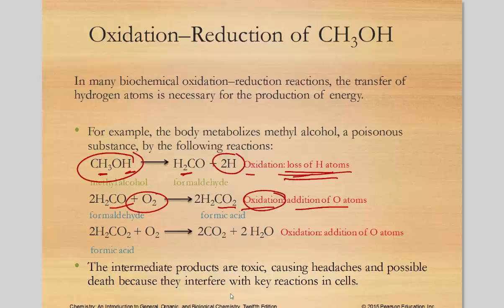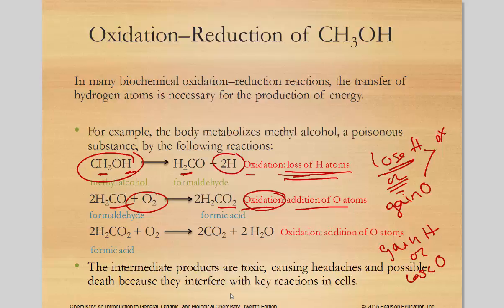So the rule of thumb is if you lose hydrogens or gain oxygens, you don't necessarily have to have both, that's going to be oxidized. If you gain hydrogens, notice it's the reverse. It was lose hydrogens, now we're gaining hydrogens. Or you lose oxygens, that's going to be your reduction.